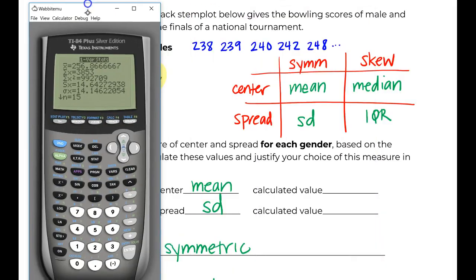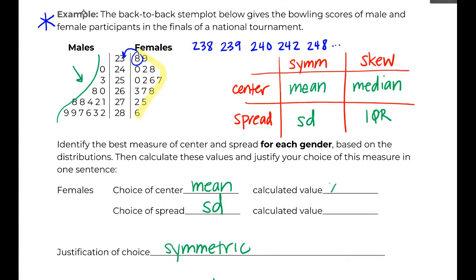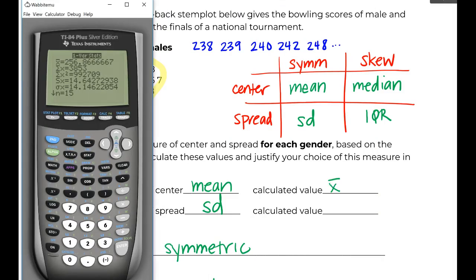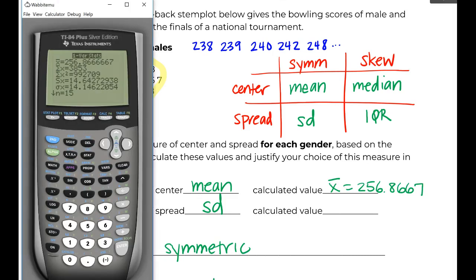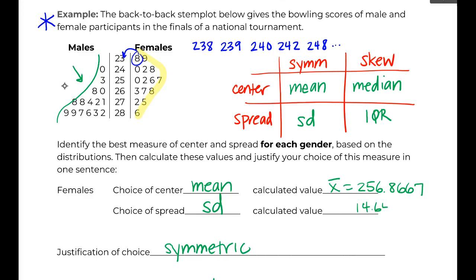And now we're ready. We got our mean, our mean is that x bar, which according to this is 256.86667. I hope. I can't keep things in my brain that long. Yep. Rounding to my 4 decimal places. And then my standard deviation, remember, is the Sx. So that is the 14.6427. 14.6427. And this was a little Sx. Perfect. So that's mean and standard deviation.